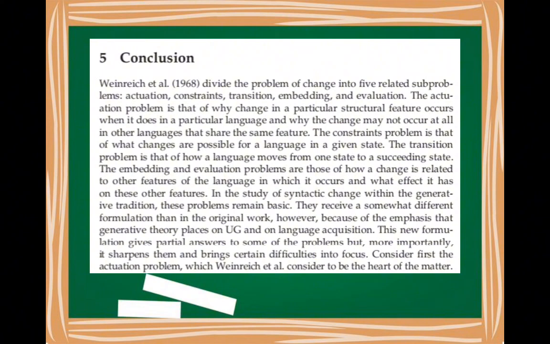The transition problem is that of how a language moves from one state to a succeeding state, while the embedding and evaluation problems are those of how a change is related to other features of the language in which it occurs and what effect it has on these other features. In the study of syntactic change within the generative tradition, these problems remain basic.